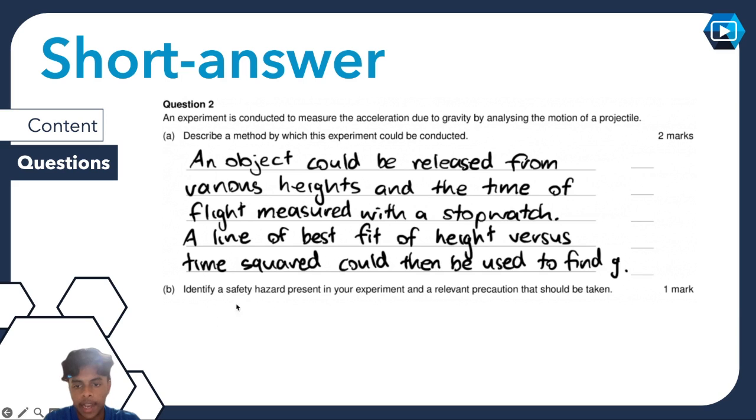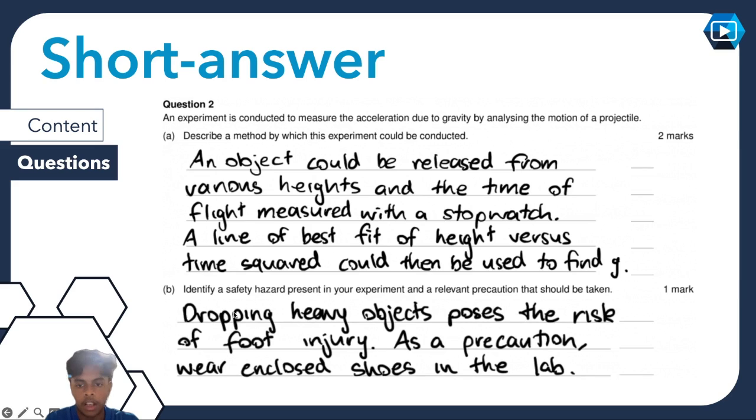The next thing that we can do is identify a safety hazard present in your experiment and a relevant precaution that should be taken. The answer to this question will look as such. Dropping heavy objects poses the risk of foot injury. As a precaution, wear closed shoes in the lab. So, 1 mark, not that detailed of an answer required. This would get you the full mark. Let's move on to the next short answer question.